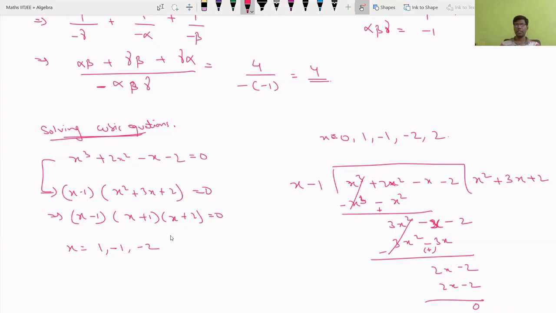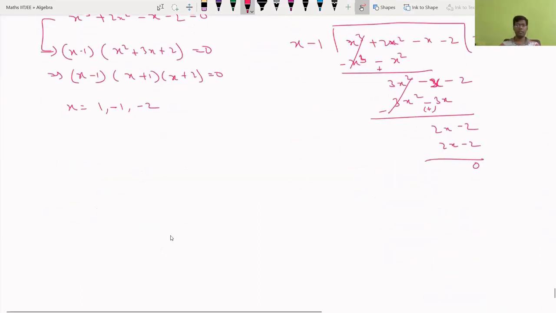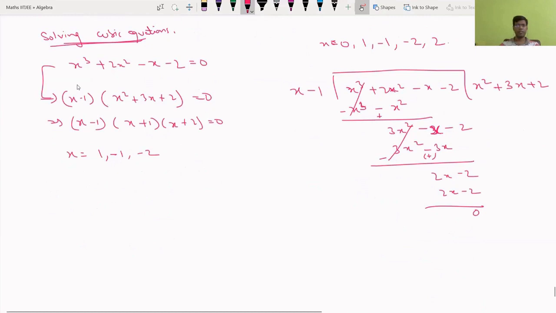So as I mentioned, there is no specific rule which we use to solve it, but we first have to find out one root by using observation. Generally, these are the roots which will be there. Sometimes it may be 3 also, but generally these will be the roots. I don't think they will ask beyond 3 or minus 3.